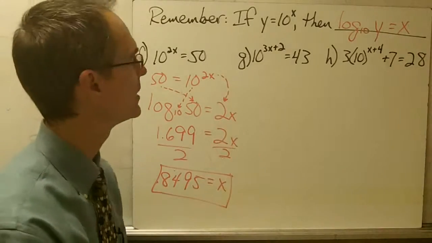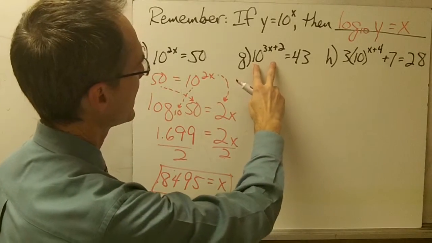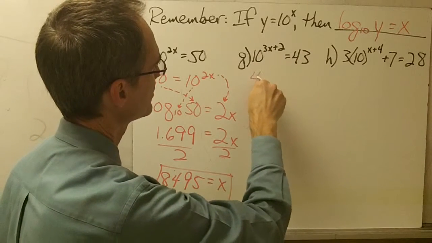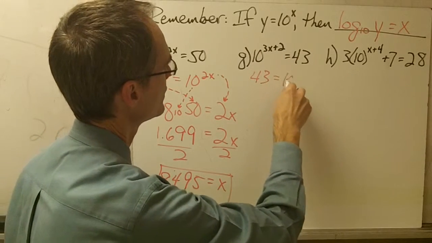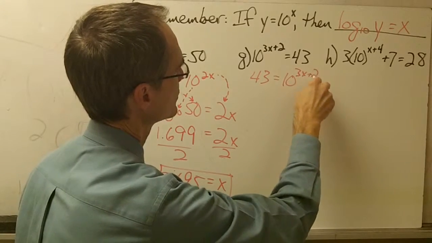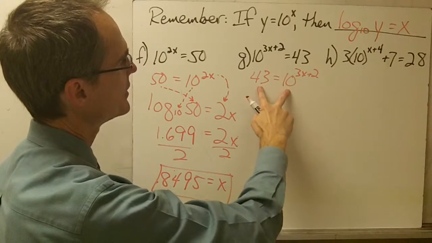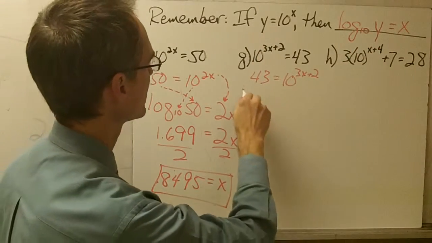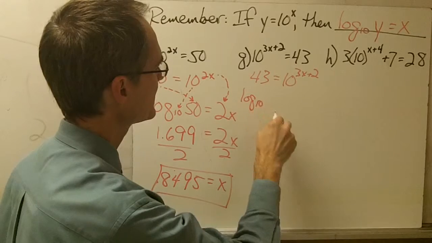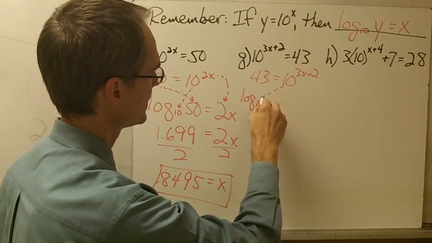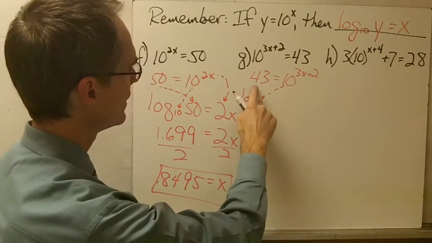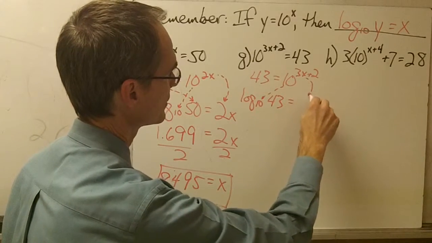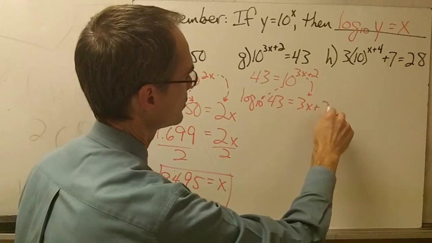Let's take a look at example G. All right, again, I've got 10 to a power on one side, and I've got a number on the other side. Let me put my number on this side. 43 equals 10 to the 3x plus 2. Again, I just want to rewrite this exponential expression as a logarithmic expression. So I'm going to write log base 10. All right, again, here's where my 10 goes. Log base 10 of this number, 43, equals my exponent, which is 3x plus 2.